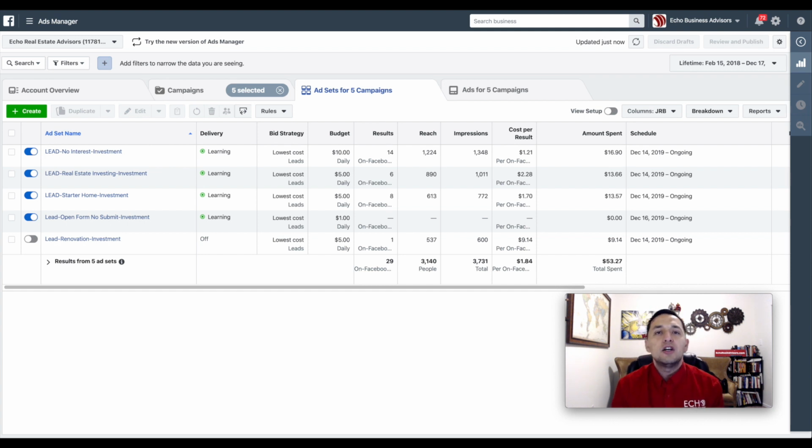So overall, 29 leads through these campaigns. A few of those were complete junk emails, so I'll give that full credit. If you want to take those out, let's go with 25 leads. But as it sits right now, we have $1.84 per lead with a total ad spend of $53.27. Well, those are the results.